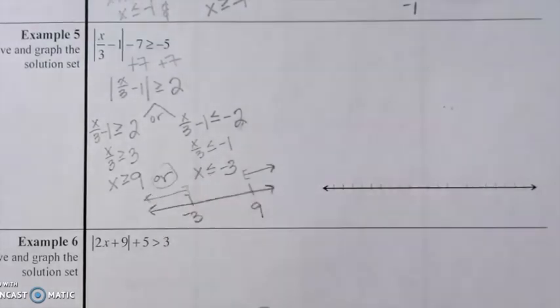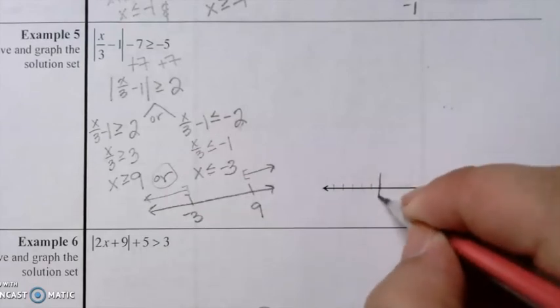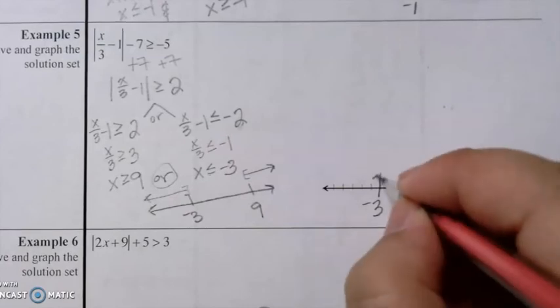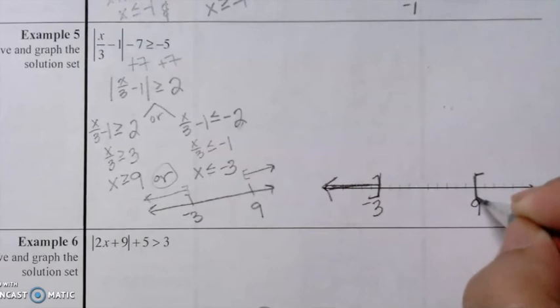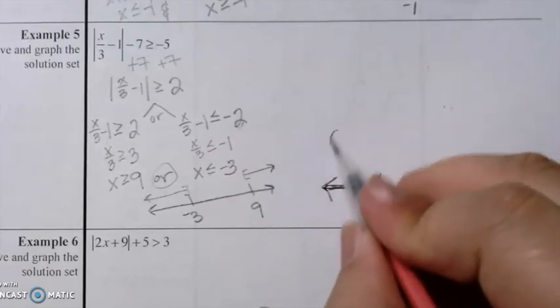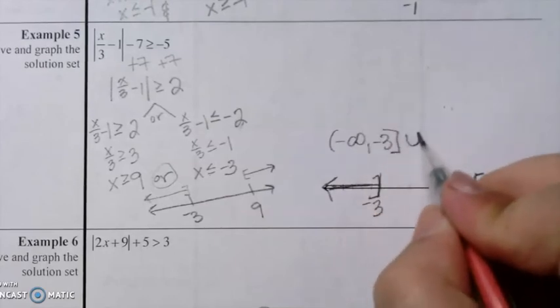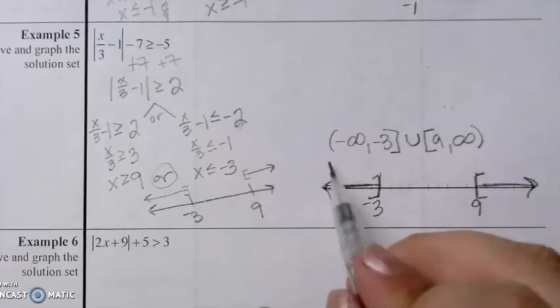Now in or, I'm not looking for overlap, I'm looking for everything. So here on my final answer number line, I have negative 3, I have 9, and my answer is everything less than negative 3 as well as everything greater than 9. So interval notation would be negative infinity to negative 3 union 9 to infinity.